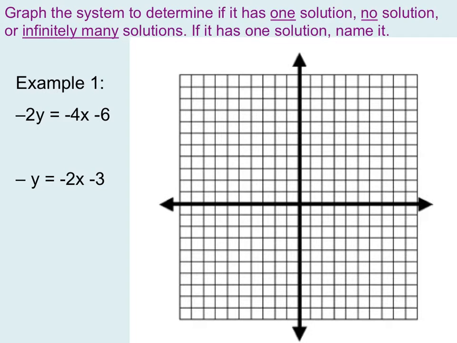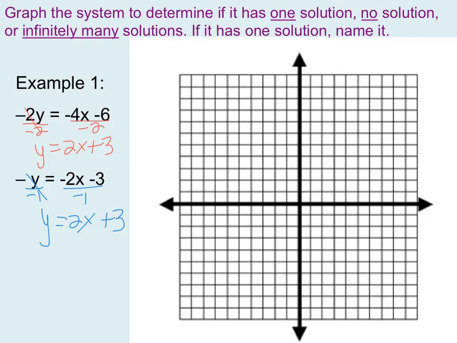So we're going to take a look at some of these examples so you can get practice with graphing. So your first one here, we're going to go ahead and graph, but we're going to solve for y. So we're going to divide both sides by -2, and we're going to get y equals 2x plus 3. Our second equation, we're going to divide by that -1, and we're going to get y equals 2x plus 3.